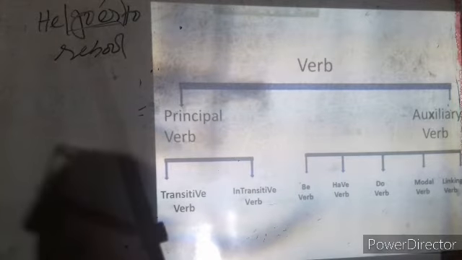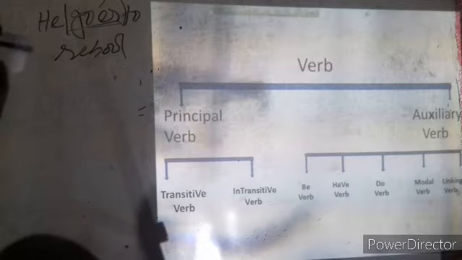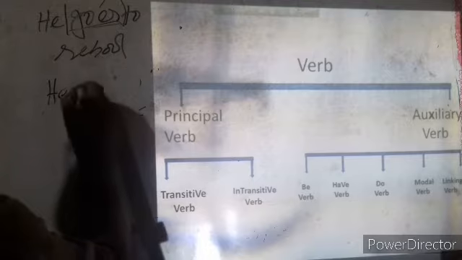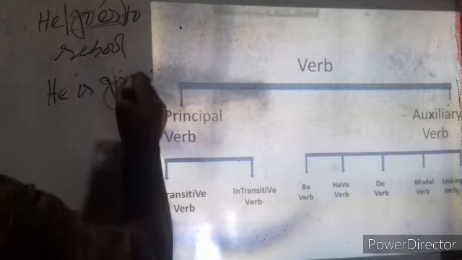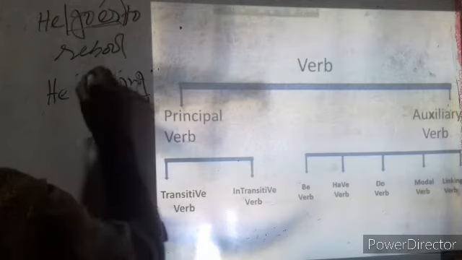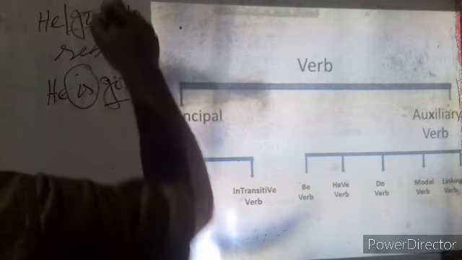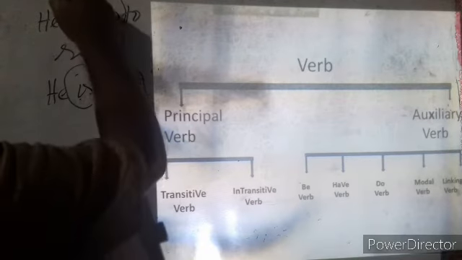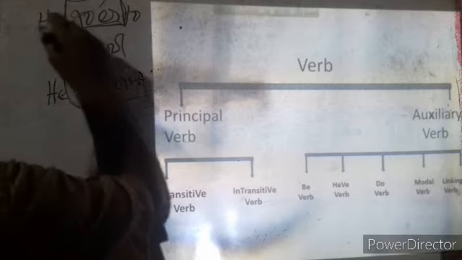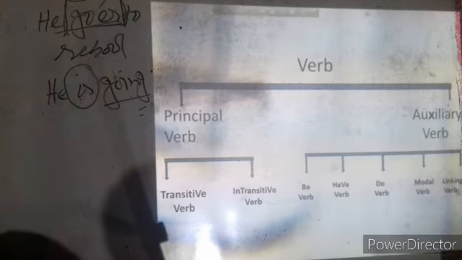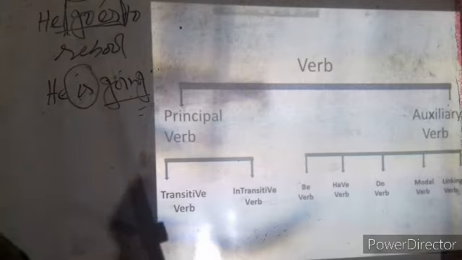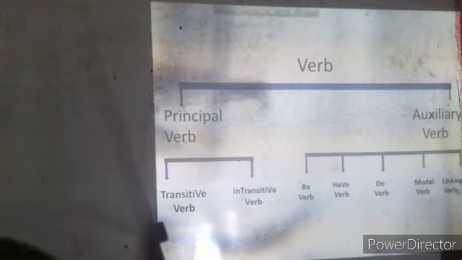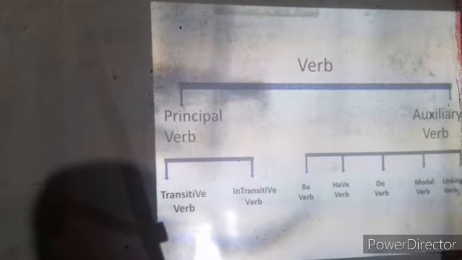And secondly, it can be used with any kind of auxiliary verb or helping verb. He is going. Here go is principal verb, is auxiliary verb. So main verb or principal verb can be used with auxiliary verb, and main verb or principal verb will be used alone in sentence, and it has its own meaning. So my dear student, you have understood what is principal verb.